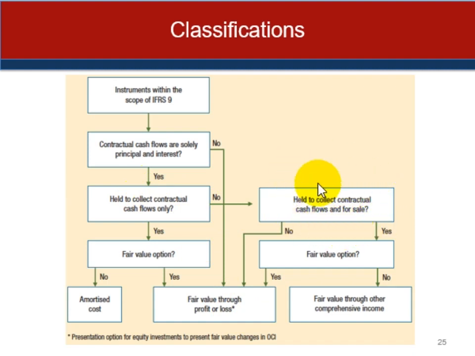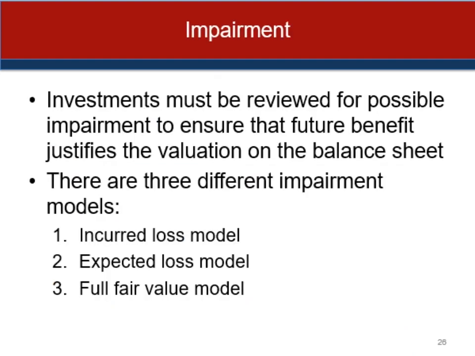On the other hand, we're holding it with the potential to trade it or to sell it sometime in the future. If we are holding it to collect contractual cash flows and for sale, then the answer is yes, we have to choose the fair value option of either fair value through profit and loss or fair value through other comprehensive income. So this would be the changes in value. Because we're holding it for sale, the change in value would be relevant. Okay, not sure that flowchart helps me a lot, but hopefully it made some sense in our discussion.